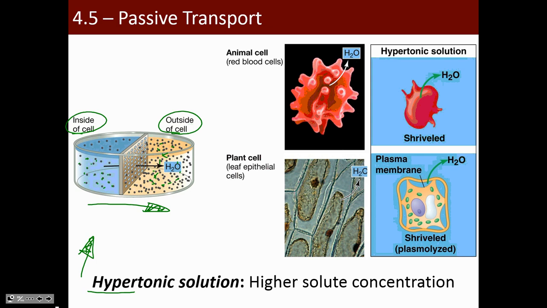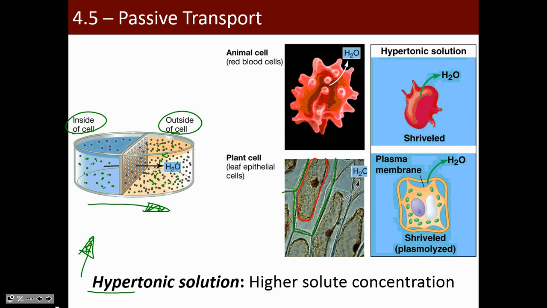So if we look in this picture, this is the cell wall of this plant cell in the center here. This is the plasma membrane. So what happens is the plasma membrane is surrounding the cytoplasm, right? So as that fluid goes out, the cytoplasmic volume shrinks, the plasma membrane shrinks. It actually completely detaches from the cell wall.